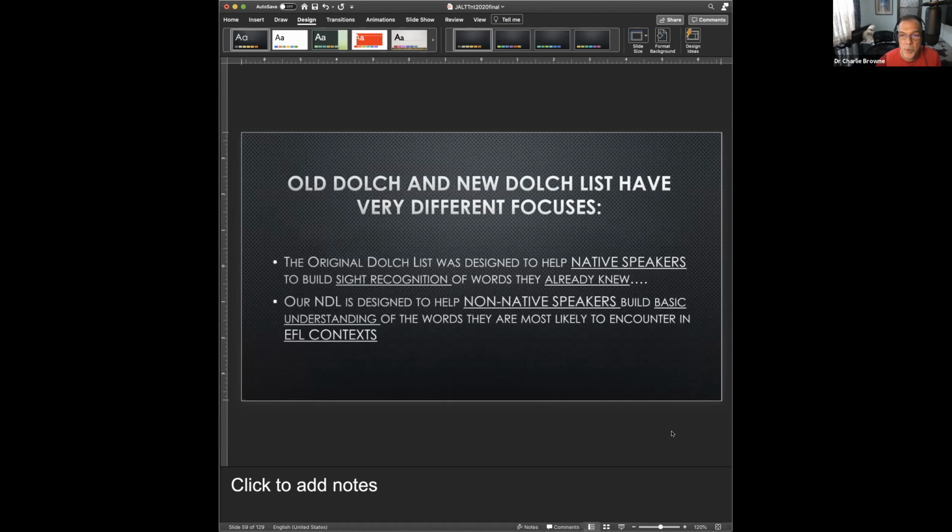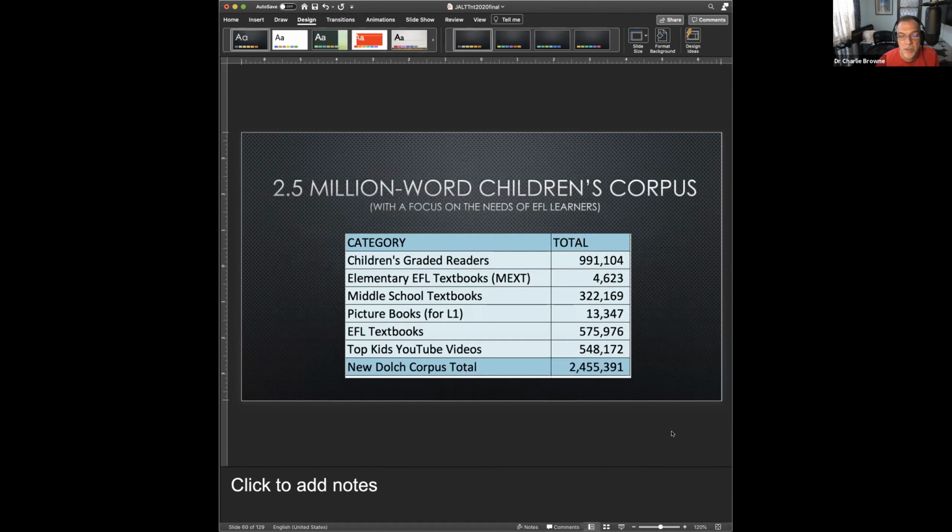And the original Dolch list was used to help native speaker children build sight recognition of words they already knew. So we wanted to create an updated list based on a more modern corpus for non-native speakers to build the basic understanding of the words that they would encounter in an EFL context.